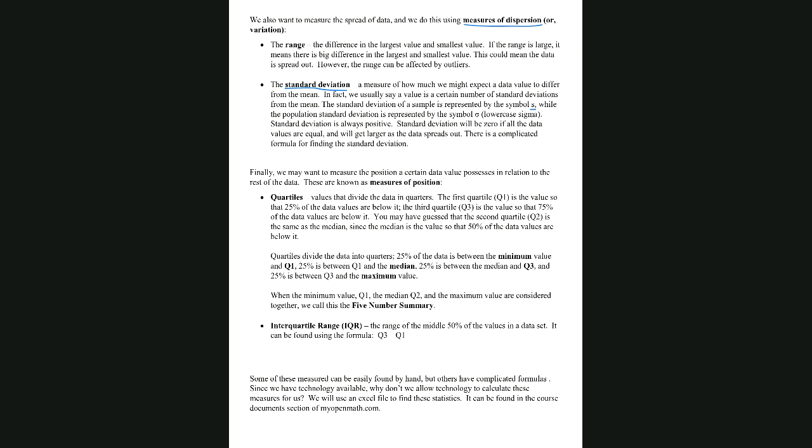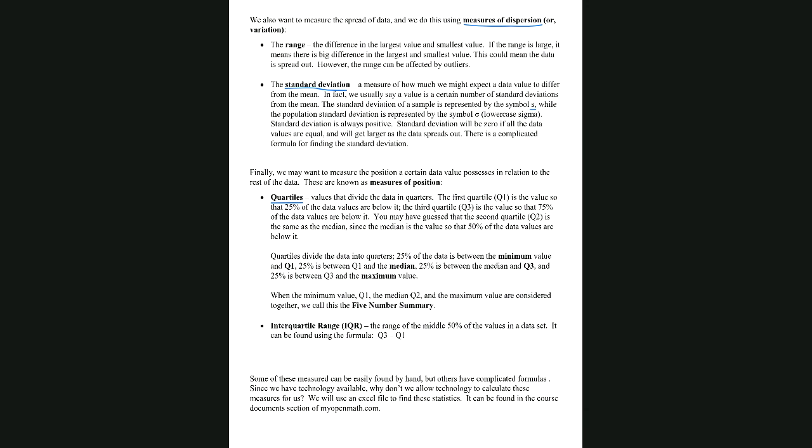So percentiles are basically based on 100. So there are 100 of those. But to make working with this kind of thing a little bit simpler, we talk about quartiles. And quartiles basically are values that divide the data into quarters, into 4 parts. Right? So the first quartile, or Q1, is the value so that 25% of the data values are below it.